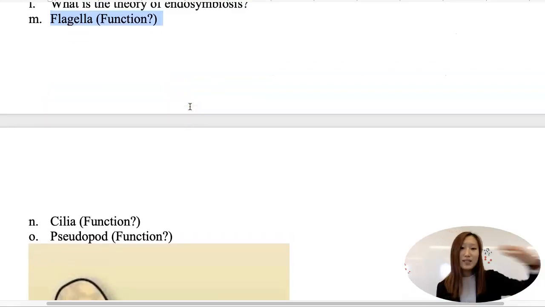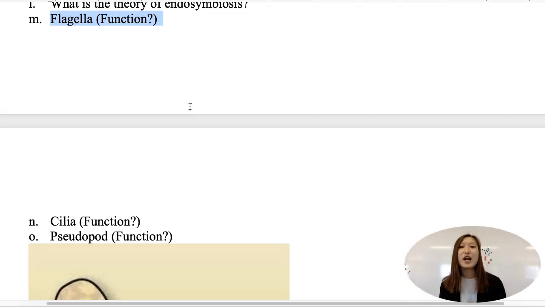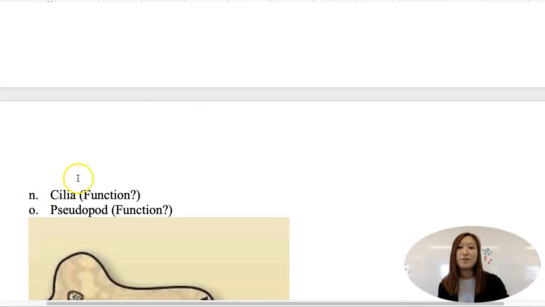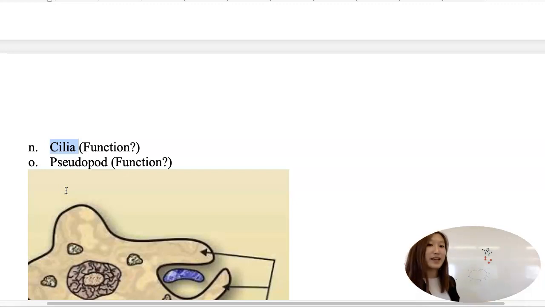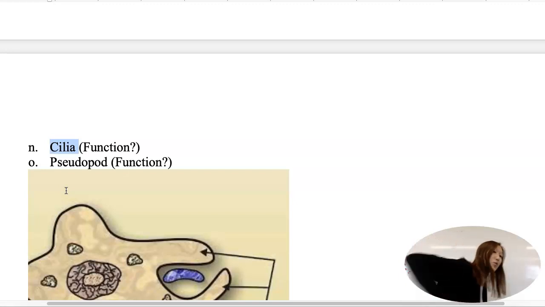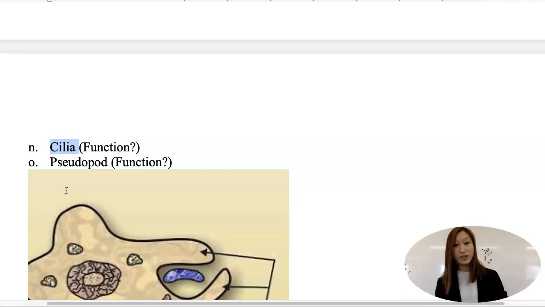This one we already did. Flagella is a long tail behind a cell, and its job is to help the cell move around. And then we have cilia, which are little hair-like structures all around the cell. You can draw it like this. Right? So that's cilia, and how cilia do their job is that all the cilia will float in one direction, and then push back to push the cell to another direction.